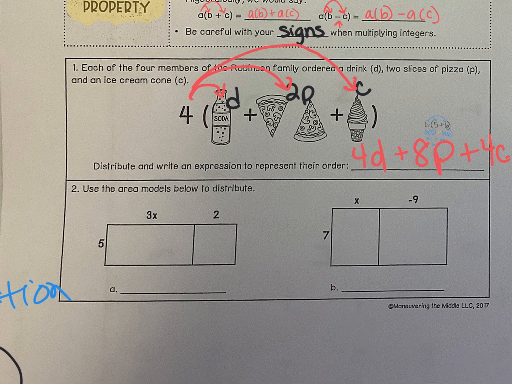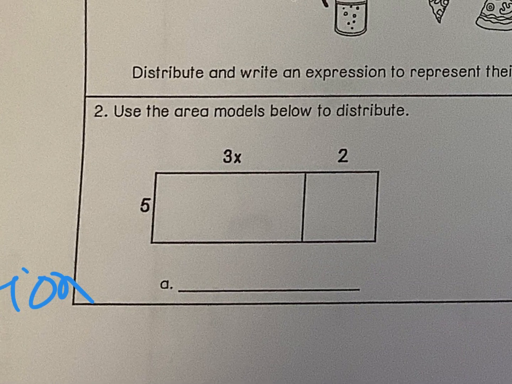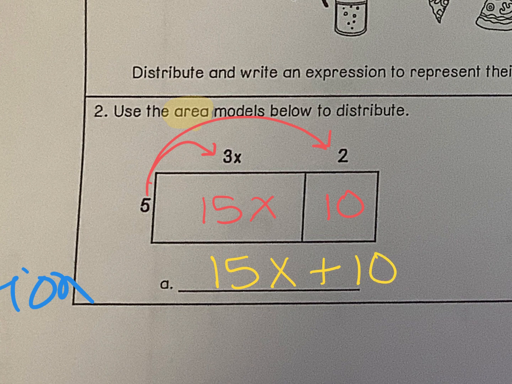Okay, so let's look right here. It says use the area models to distribute. Remember, area models, I don't know if you remember how to find area. You do length times width. Make sure the 5 goes to everything. 5 times 3x is 15x. 5 times 2 is 10. So the way it'll look is 15x plus 10.